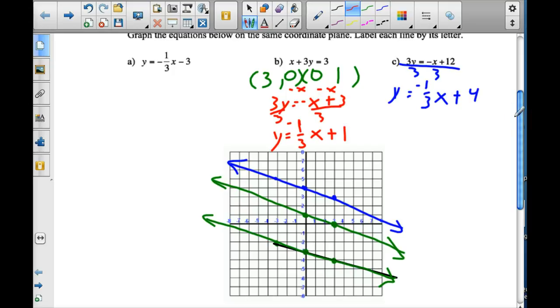Just for convenience purposes, I did take letter B and put it in slope-intercept form so you can see the connection that's going to happen here. Okay? They're all the same. All the y-intercepts are different. Good connection, Mike. Mike, though, what is the same in all 3 lines? Slope. Negative 1/3. Okay?